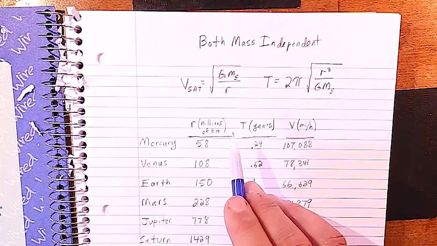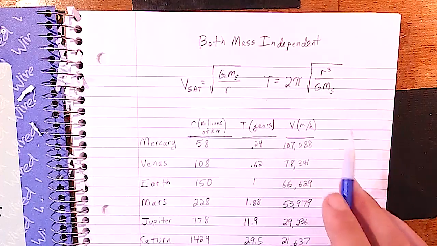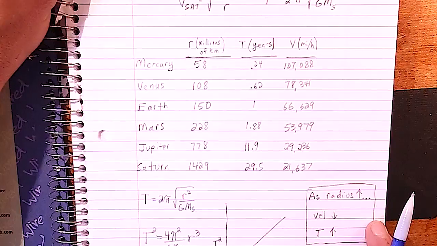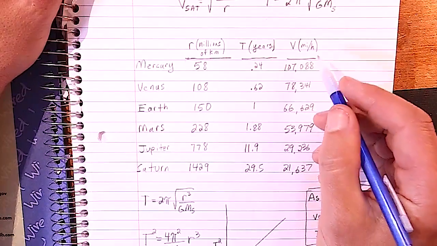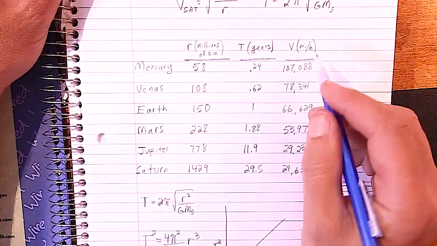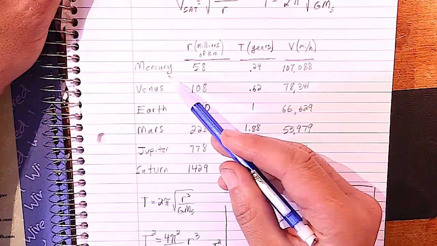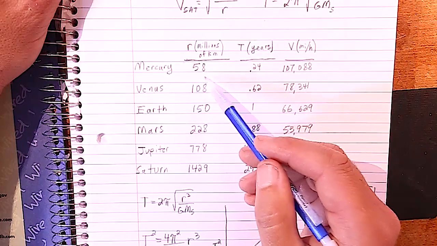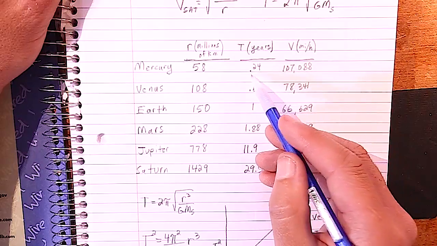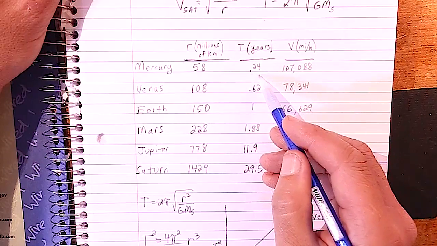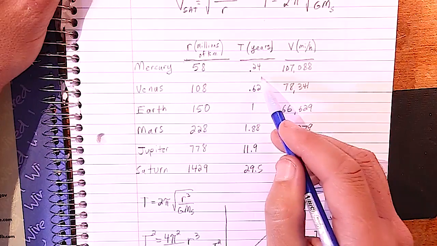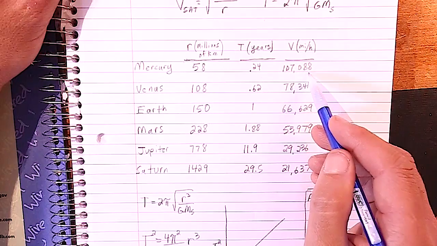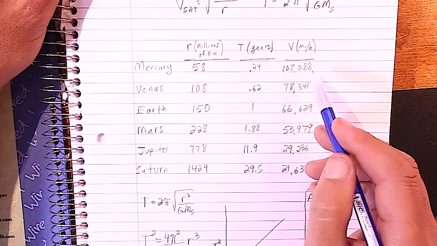And we can look at some actual real numbers, and I did these in millions of kilometers, the period in years, and the velocity in miles per hour. So you can see that for Mercury at 58 million kilometers away, it takes 1/4 of a year for Mercury to go around the sun. And it's traveling at 107,088 miles per hour, so it's cruising.